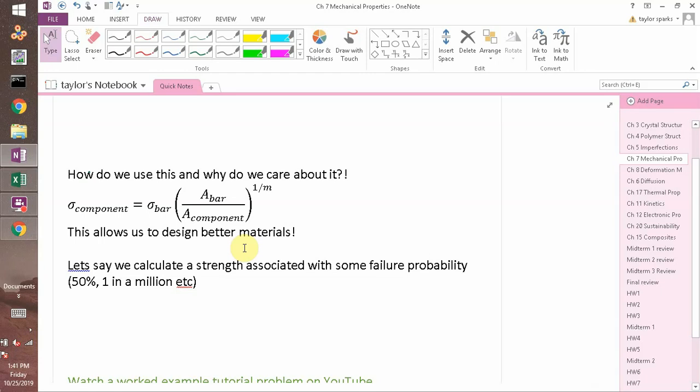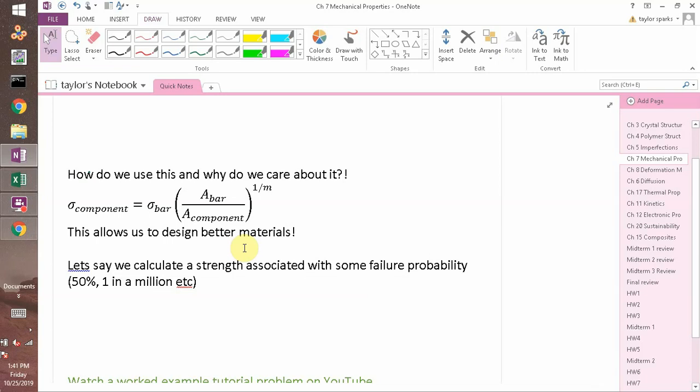A bigger volume means that statistically speaking, you have higher probability of having a critical flaw. Right? Statistics. If you make it really, really small, your odds of getting it perfect are better than if you make it gigantic, where there's probably a pore or an eyelash or something in there that might be the critical flaw. So as you go from small to large, things get weaker. In other words, the stress of your component at which it fails will be less than the stress at which your bar fails at some failure rate.